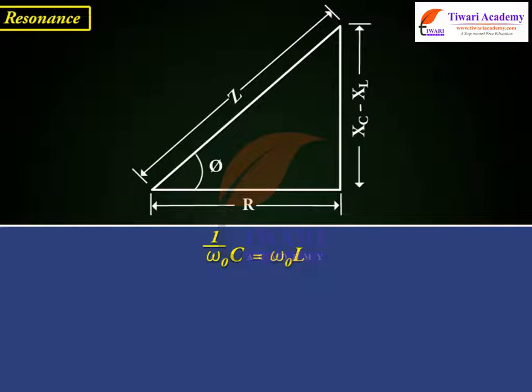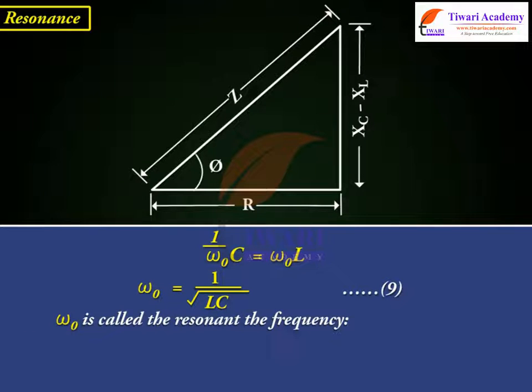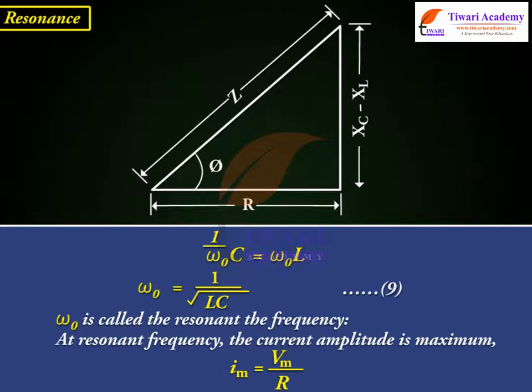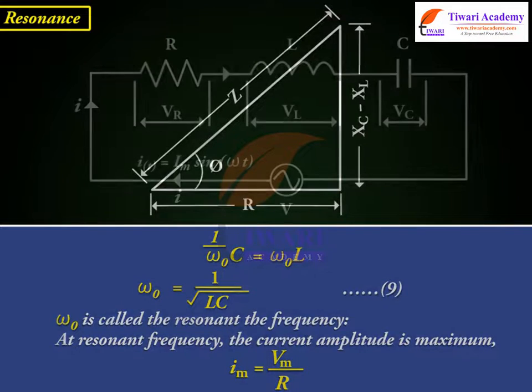1 by omega naught C equals omega naught L. Omega naught equals 1 by square root of LC. Equation 9. Omega naught is called the resonant frequency. At resonant frequency, the current amplitude is maximum. Im is equal to Vm by R.